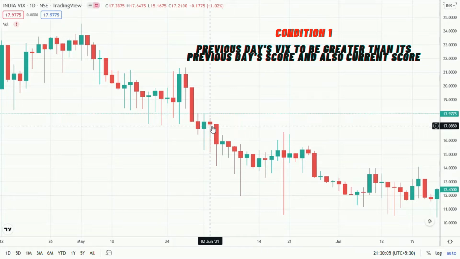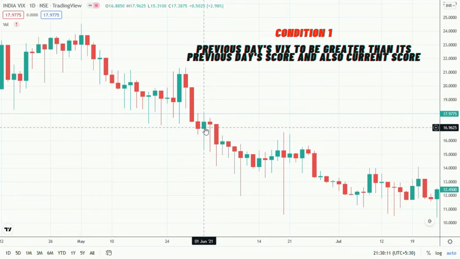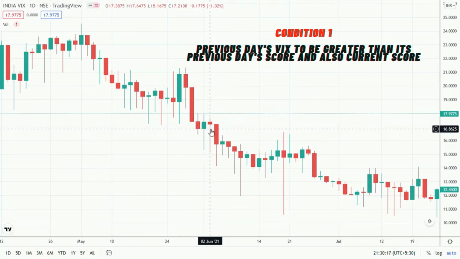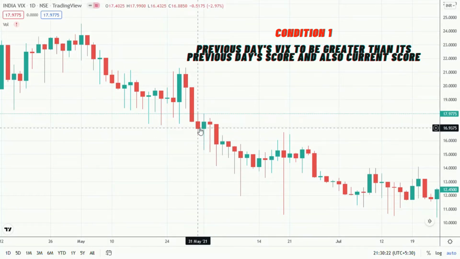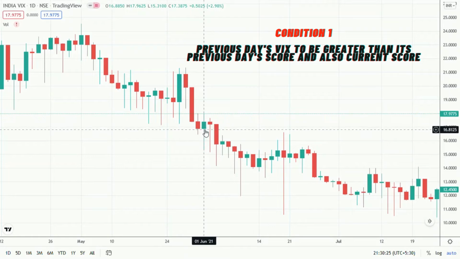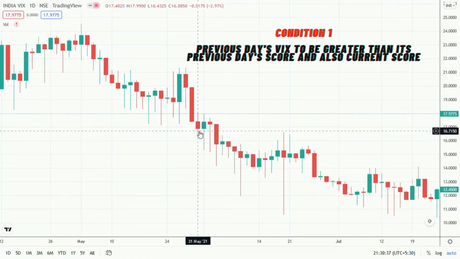Now, as per condition 1, the VIX score on the previous day, which is 1st of June, should be greater than the current VIX score as well as the VIX score on its previous day, which is 31st of May. So 1st of June, the closing score was 17.38. That is clearly greater than the current score, which is 17.2. And it is also greater than the previous score on 31st of May, which was 16.88. So as per this, condition 1 is met. We proceed to condition 2.